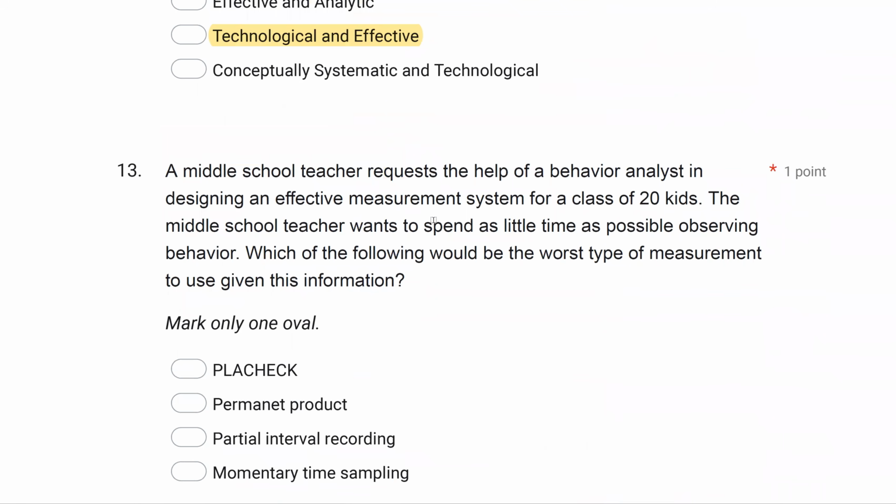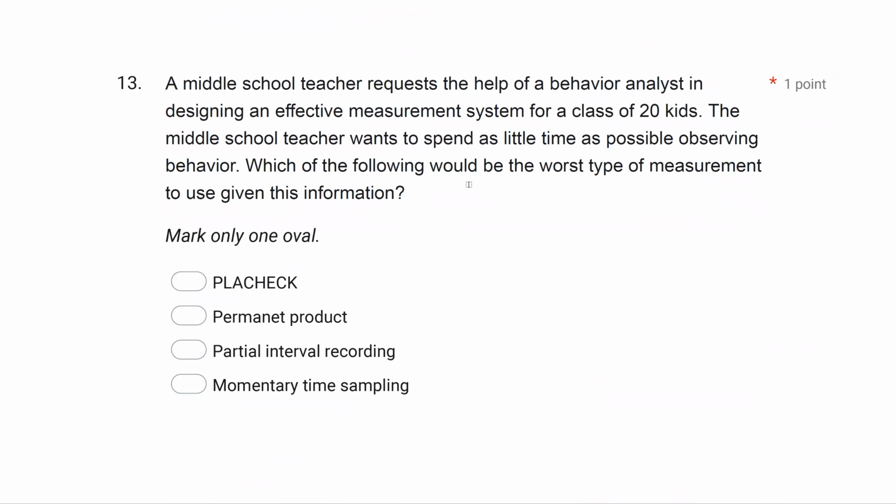13, a middle school teacher requests the help of a behavior analyst in designing an effective measurement system for a class of 20 kids. The middle school teacher wants to spend as little time as possible observing behavior. Which of the following would be the worst type of measurement to use given this information? Measurement question, and we're looking for the worst type of measurement.